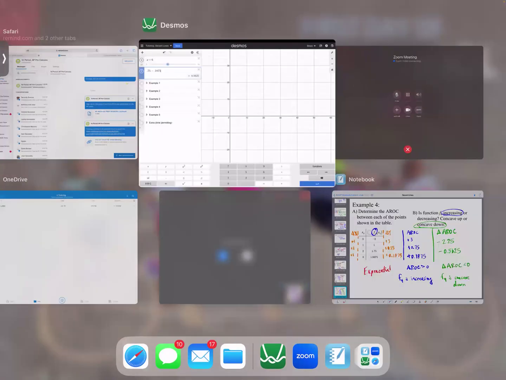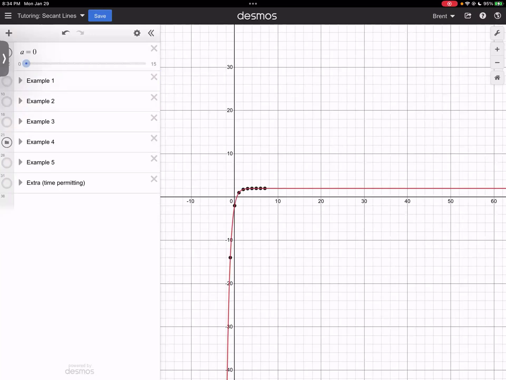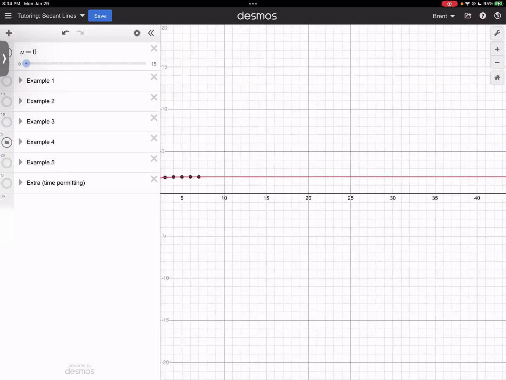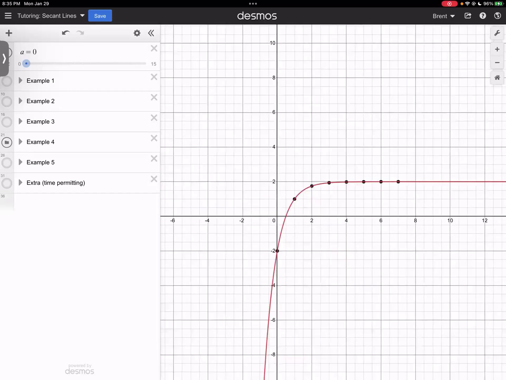What are we doing? Example 4? Yes, it is. We got an exponential function here. And I left my A over there. Okay, so this function, it is exponential. You can tell because it has a horizontal asymptote. It looks like it's approaching. Sorry, my computer's slowing up on me. Come on now. There we go. You can see it's approaching the line y equals 2.